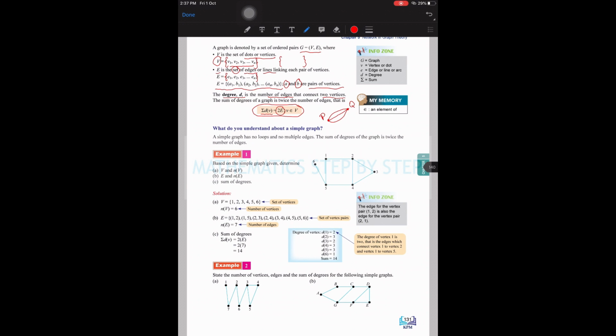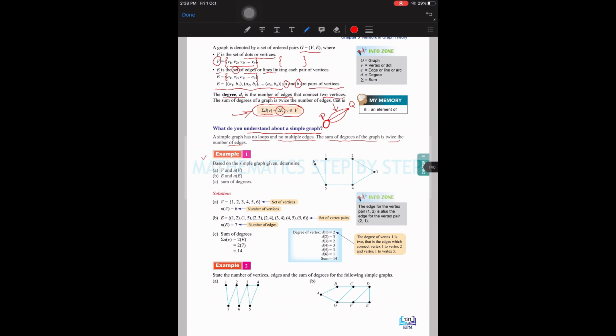So now, what do you understand about a simple graph? A simple graph has no loops, okay? A loop is like this. The line comes out from this vertex, then goes back to the vertex itself, okay? And there is no multiple edge. This is a multiple edge, okay? Because there are 3 lines connecting these two vertices, okay? The sum of degrees of a graph is twice the number of edges. So this is what is shown with this formula, okay?